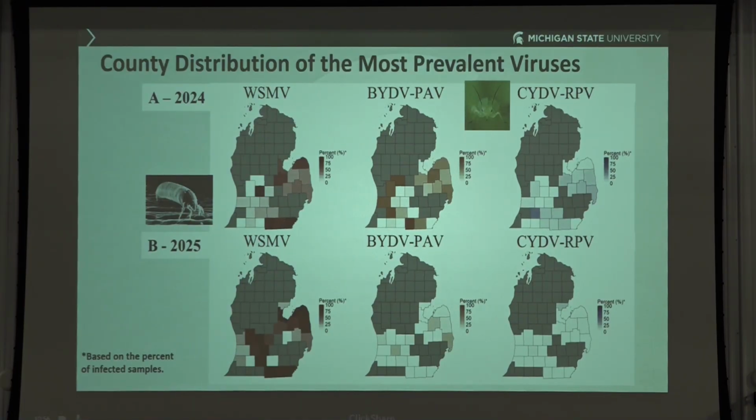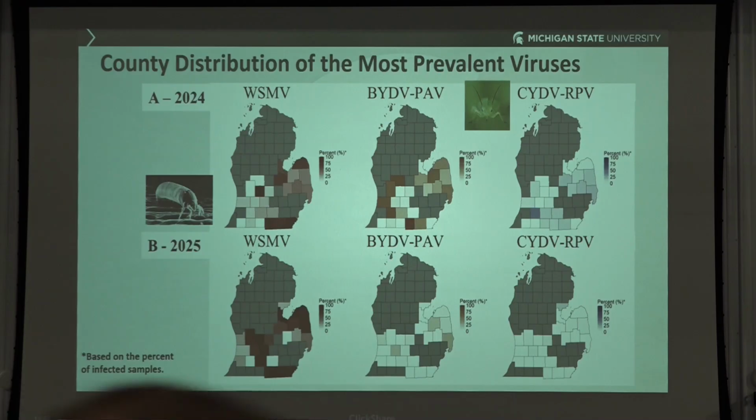This is just a couple of slides to summarize a couple of years' worth of work. Across the top is the 2024 data: wheat streak mosaic virus, barley yellow dwarf, and cereal yellow dwarf virus. The bottom line is for 2025. I've put the vector back up there to remind us. Wheat streak mosaic virus is spread by the wheat curl mite, and these other viruses are spread by aphids.